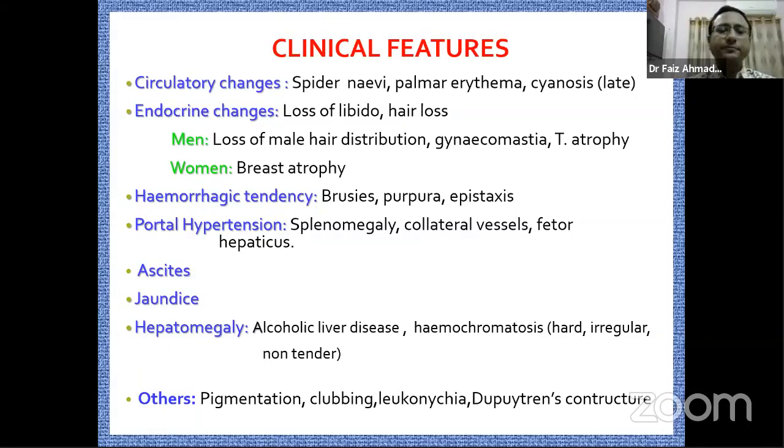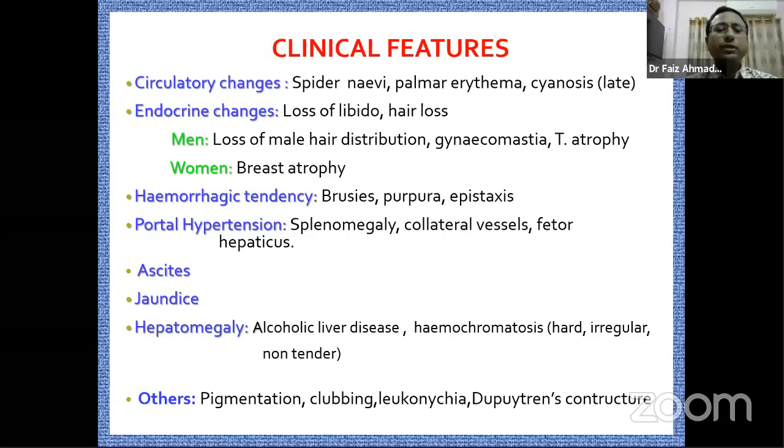Different endocrine changes like hair loss, particularly in males: patients come with loss of axillary hair and also hair loss in other secondary sexual characteristic areas. That is loss of male hair distribution. Male patients can have gynecomastia, testicular atrophy, where the testes become soft, smaller in size and pain insensitive. This is a very important sign of cirrhosis of liver. Women can come with breast atrophy. Also the patient could have bruises, purpura or epistaxis due to hemorrhagic tendency.